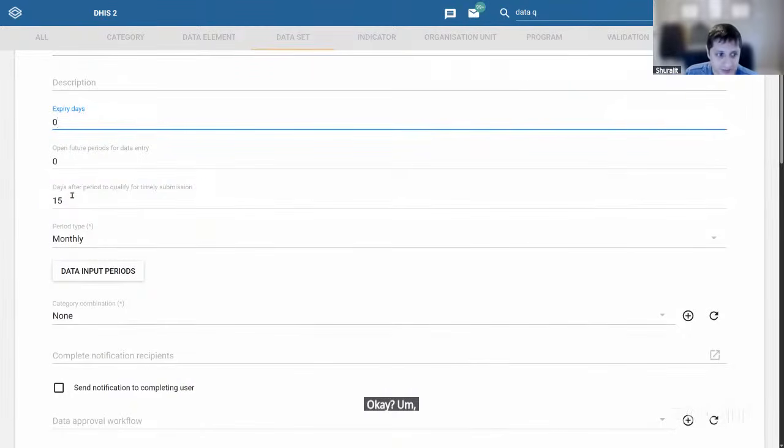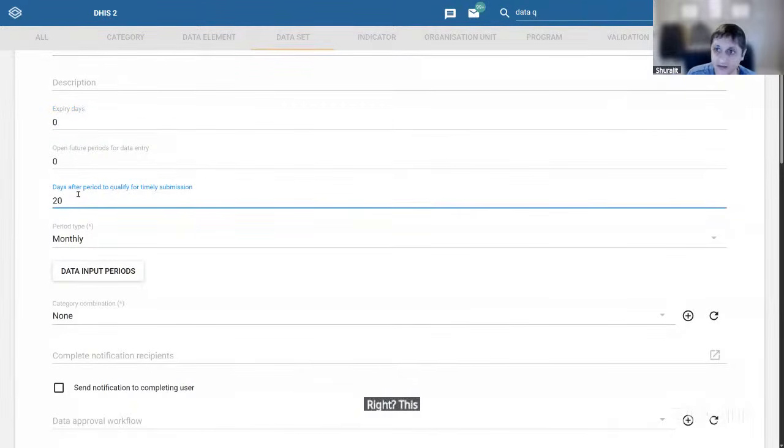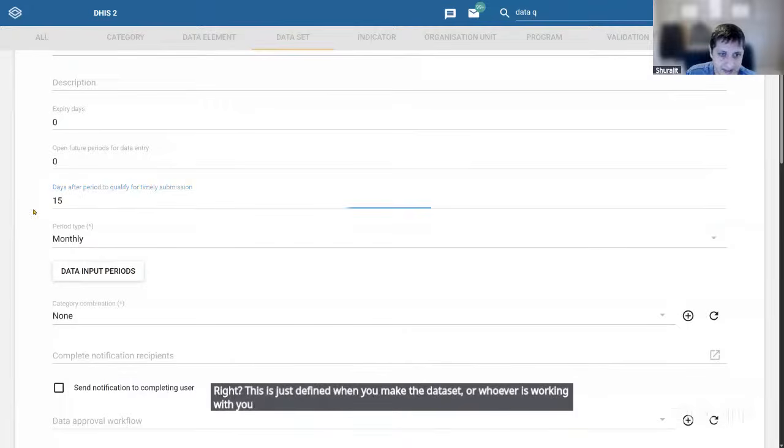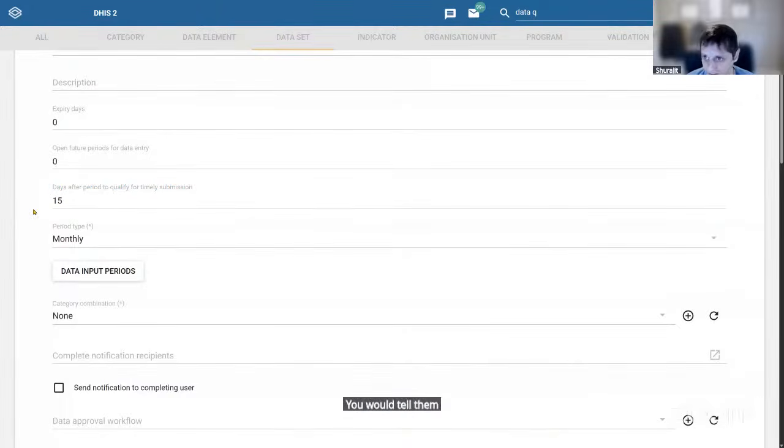So you can change this value, right? This is just defined when you make the data set, or whoever is working with you makes that data set, you would tell them what it is. And that's how you define timeliness in DHIS2. If it's marked complete within the time period, that qualifies it to be a timely submission.